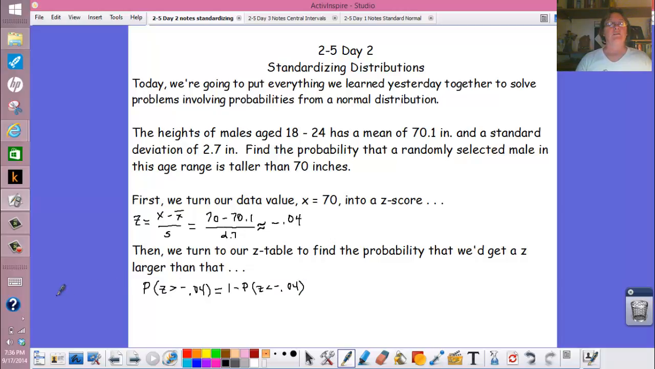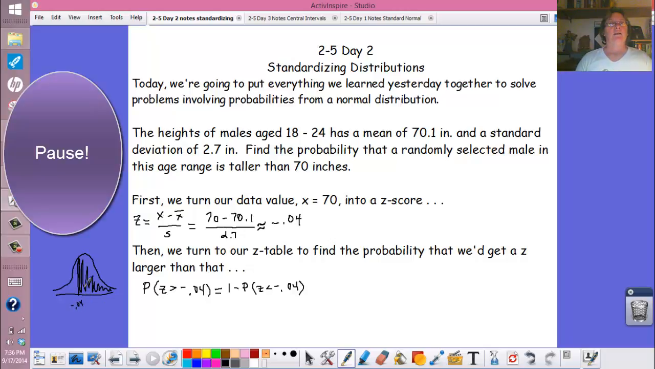In pictures, we're looking for the probability that somebody is just barely under the mean and above. So if this score is negative 0.04, then we want to take the area of the entire curve, 1, and subtract out the part that we don't want, what's under negative 0.04. That's found on the z-chart. So will you look that up, please?